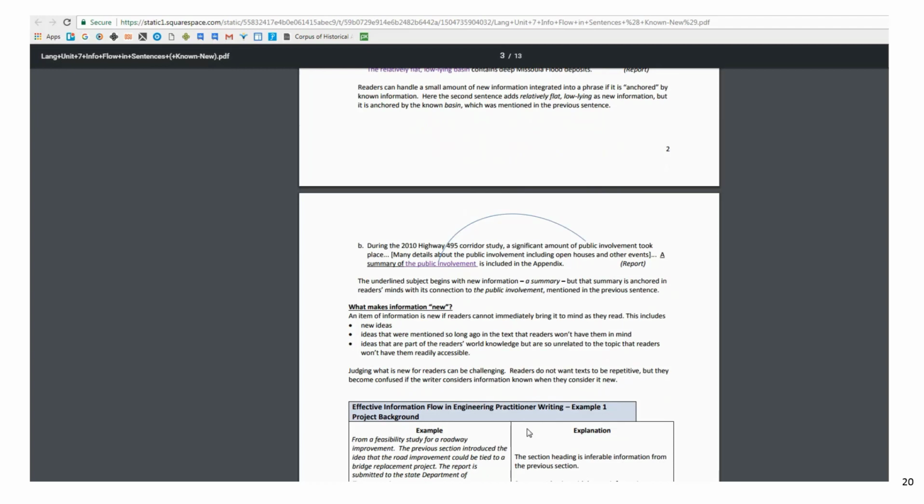Practice is crucial for writing more effectively. You can't just know the techniques. You have to see many examples and try them yourself.